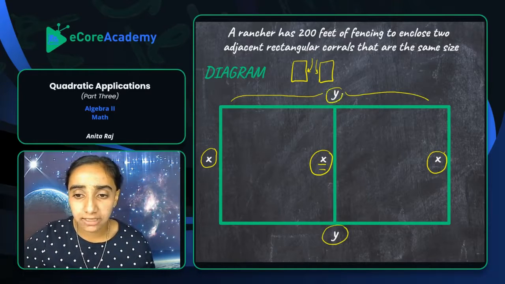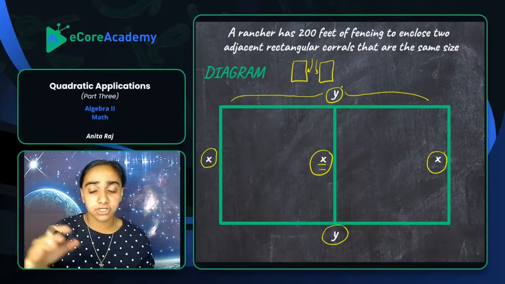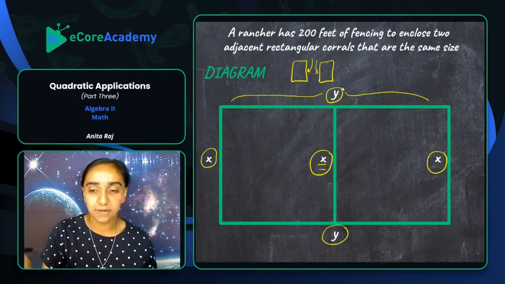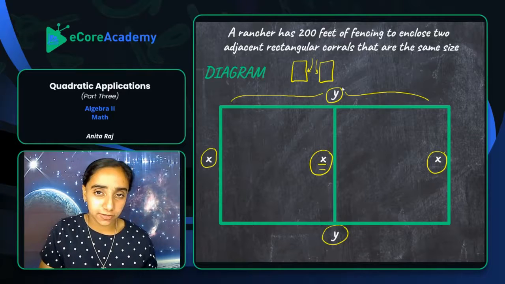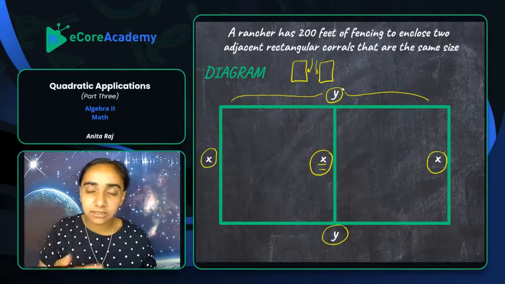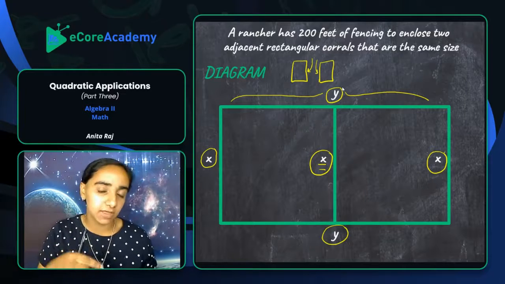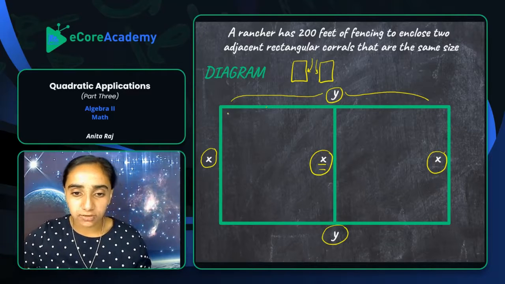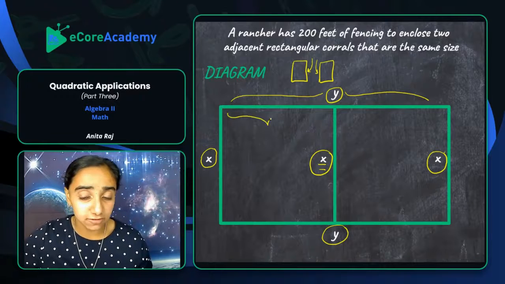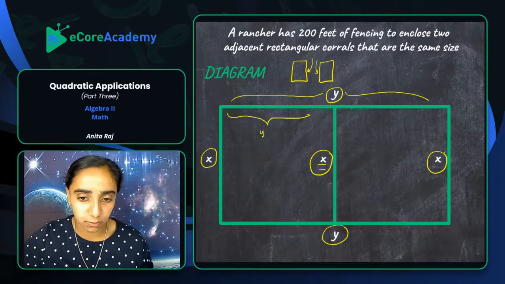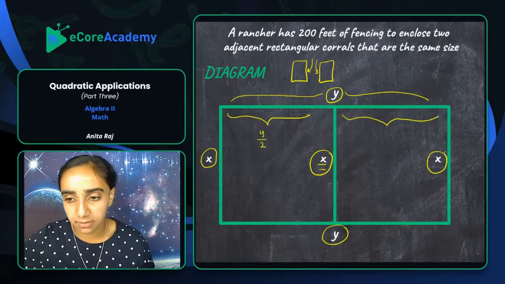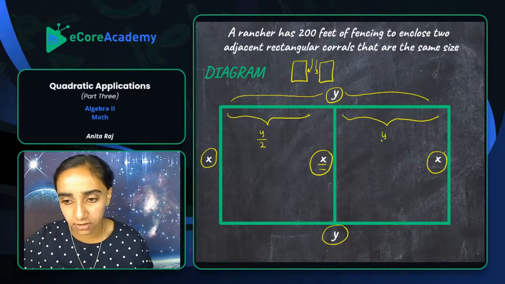So when we finally give the answer, remember, they're asking for the dimensions of each corral. Just for the sake of labeling this diagram, I've labeled that whole length as Y. However, when we get to the final answer, we're going to have to divide that length by 2 to find what this individual length is. So this would pretty much just be Y divided by 2, and then this would be Y divided by 2. But don't worry about that yet. Just keep in mind this diagram. I won't be able to put it on every slide, but just keep it in mind.